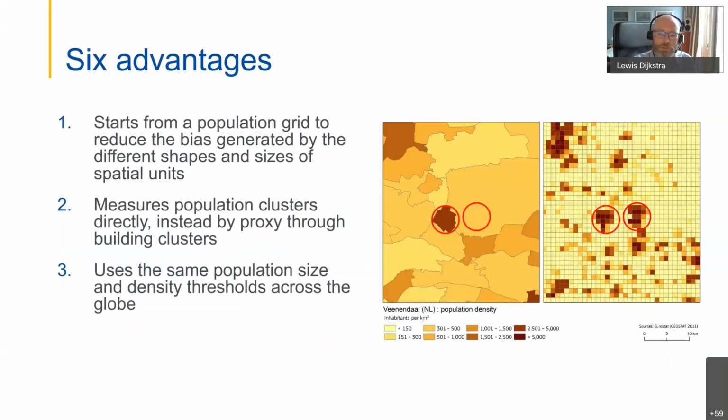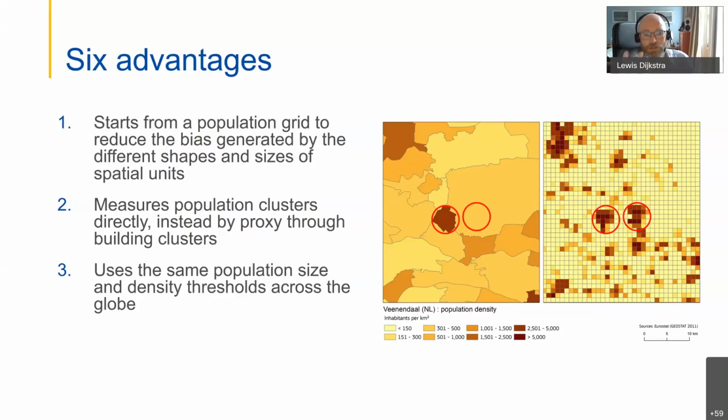Now, why did we opt for this method? I mentioned it already. The population grid is really a substantial advantage. It reduces the bias, often known as the modifiable areal unit problem, MAUP, that you have when you work with spatial units with different sizes and shapes. And here I try to demonstrate that. On the right-hand side, you see a population grid. I circled two little settlements. On the left-hand side, you see the population density of administrative units in the Netherlands, and you can see the settlement in a small municipality quite clearly, but the other municipality disappears.